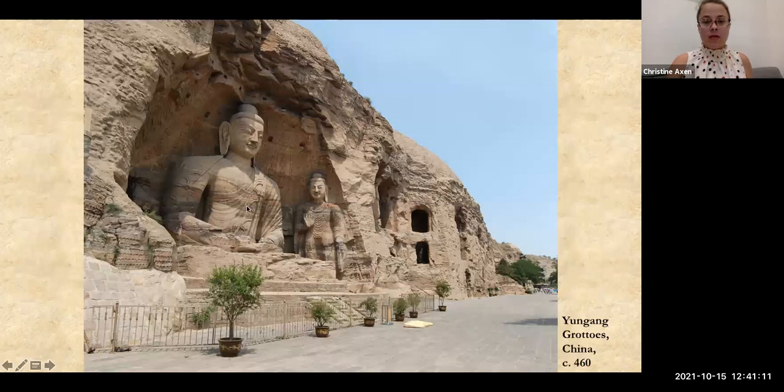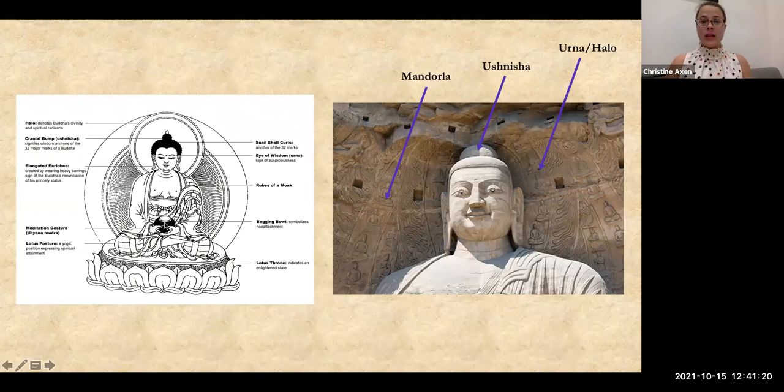You can see that all of the folds here have just been flattened against his chest, and that his right shoulder is exposed. And typically the Buddha sits in this peaceful meditative position, and his legs are crossed in what we call the lotus pose.